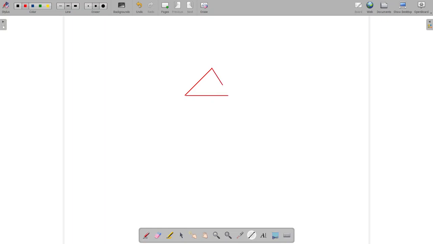Okay, so that's a triangle. And then this angle, if it's 90 degrees, like here, that's called a right angle triangle. We draw it like this, okay, like a square here, and that'll be a right angle triangle.